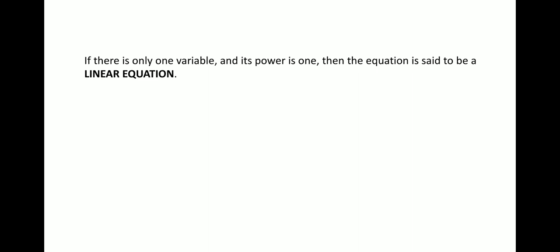If there is only one variable and its power is 1, then the equation is said to be a linear equation. Example, x plus 3 is equal to 2x minus 5. Here you can see the two expressions are equal, connected by an equals to sign. The variable used here is x and the power of x is 1. So this is a linear equation.